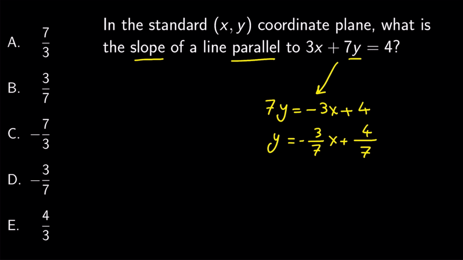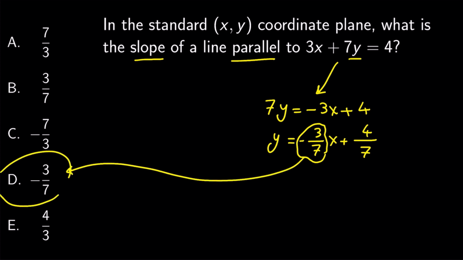Now we can easily find the slope of the line by looking at the coefficient of x. We are looking for the slope of a line parallel to this line, and we know that the slope of parallel lines is always the same. So the answer is D. Great. Such a problem can be solved easily in less than 1 minute, so that you can save time for more difficult problems on the test.